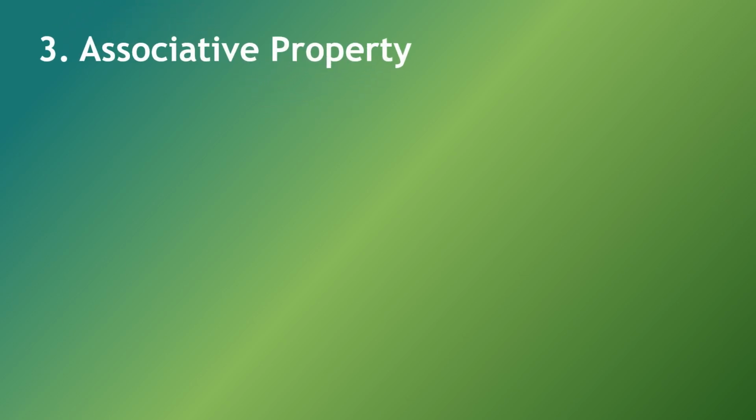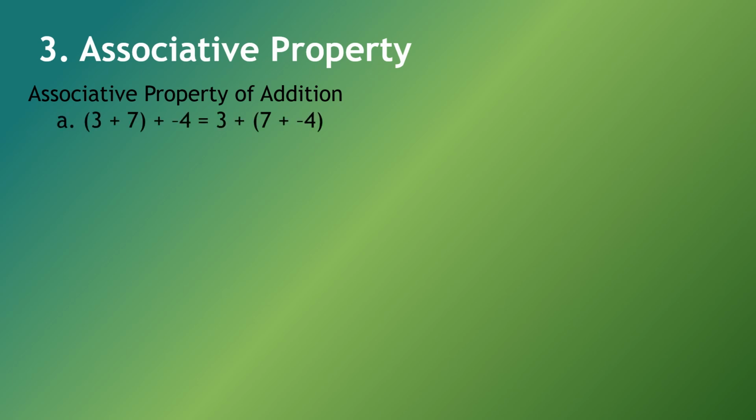The third property is the associative property. Let us talk about first the associative property of addition. Example, the sum of 3 plus 7 plus negative 4 is equal to 3 plus the sum of 7 plus negative 4.